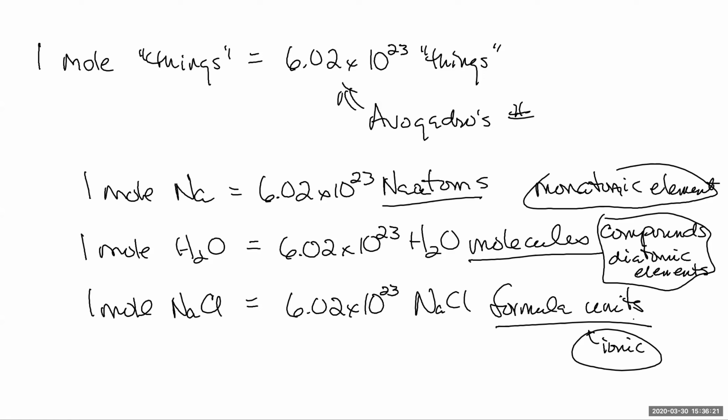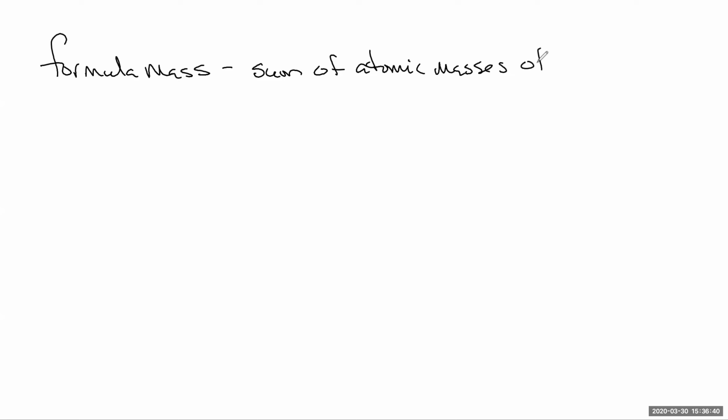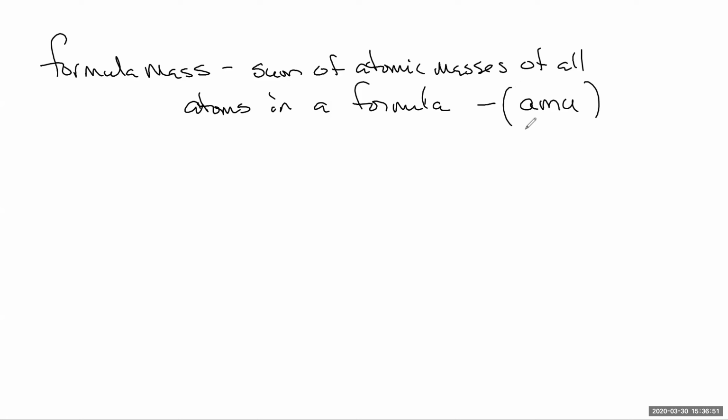The second definition that you need to know is, what is a formula mass? Formula mass is the mass of a formula, and you get a formula mass by taking the sum of the atomic masses of all atoms in a formula. The unit for a formula mass is usually atomic mass units, which are abbreviated AMUs. Formula masses are not really all that helpful because we can't really see individual atoms or molecules or formula units.